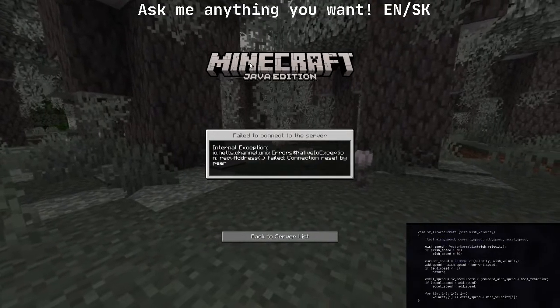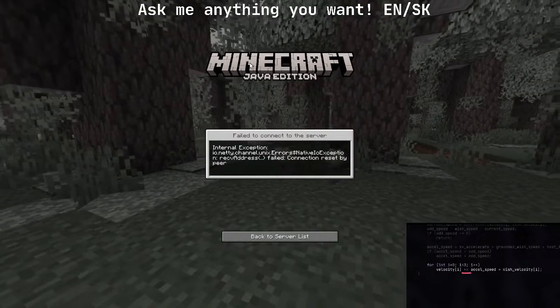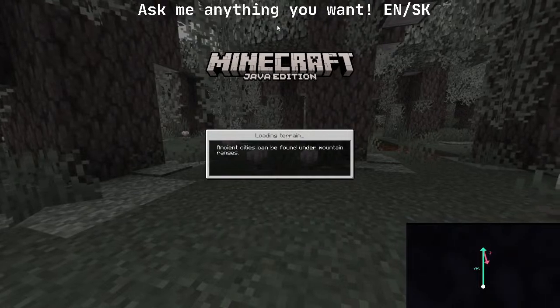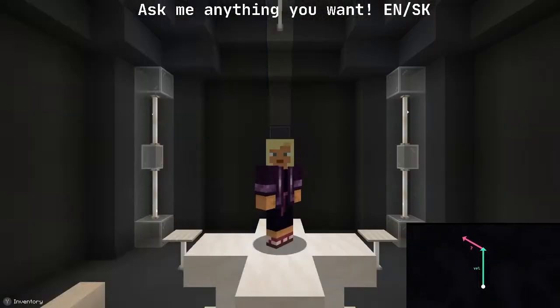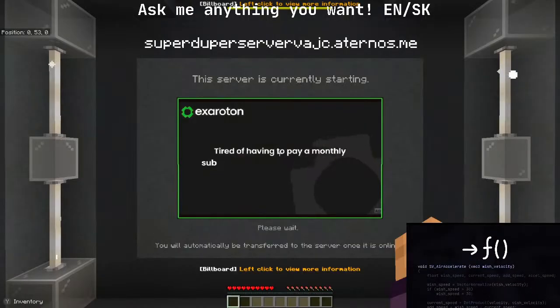SV_AirAccelerate runs once every frame, always ending by updating the player's velocity by adding some vector to it. The obvious question is, what is this vector and how is it calculated? So to figure that out, let's just step through the function line by line. First off, the function takes an input in the form of a vector called wish velocity.